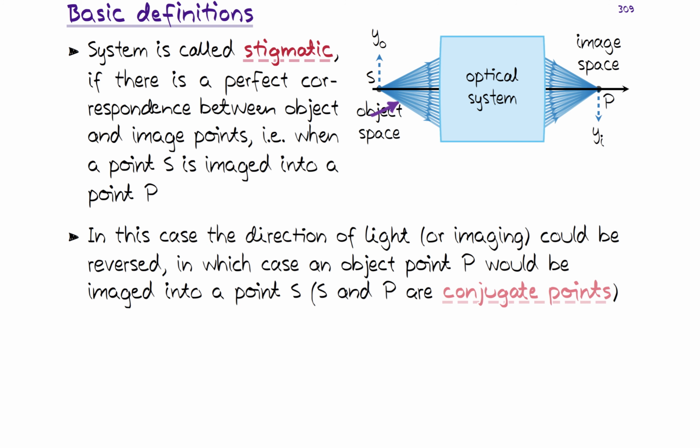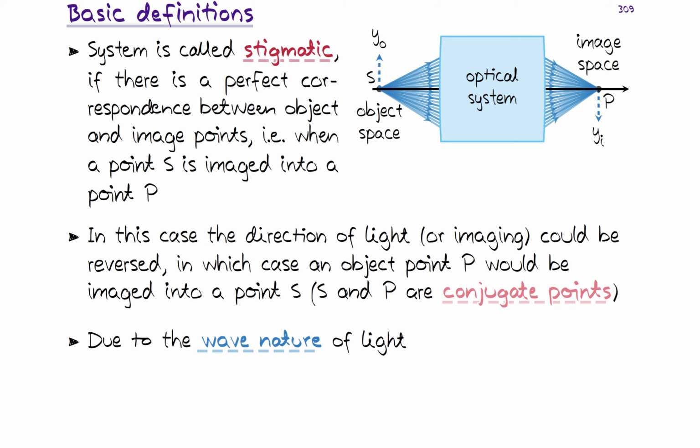So let me highlight this, that essentially we could imagine that this would be our object point, and we are imaging that into a single image space point here. And then if this is perfectly stigmatic, so that there's only a single image point here, we could as well just reverse the direction of light, and then we could similarly have an image point P being imaged into an object point S here. And this is as long as we have a perfectly stigmatic system, so that there's no blurring out of the imaging process.